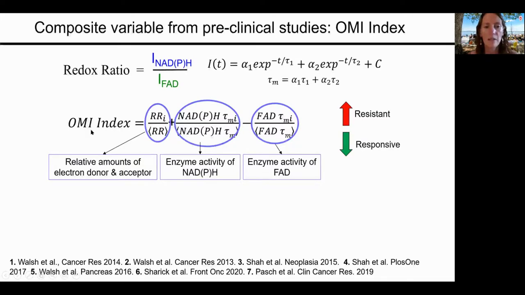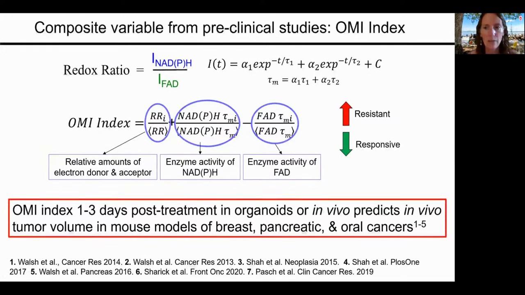And we define this OMI index to increase or not change in cells that are resistant to treatment, or to decrease in cells that are responsive to treatment. So we showed that depending on the model system, somewhere around 1 to 3 days post-treatment, we're very sensitive to treatment response in organoids that predicts later in vivo response in mouse models and in patient samples.